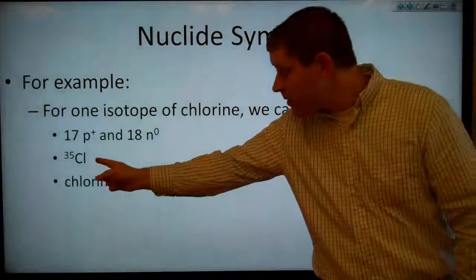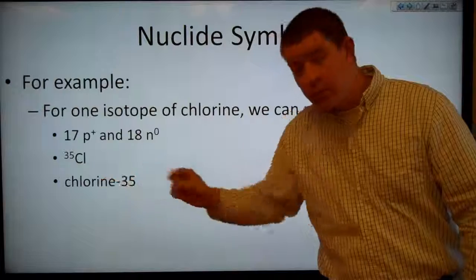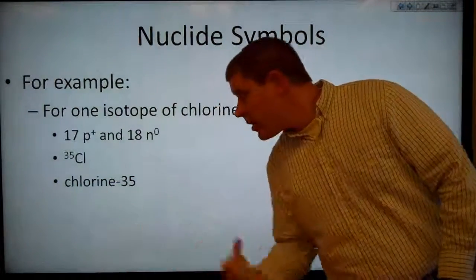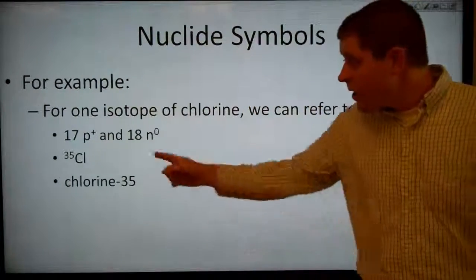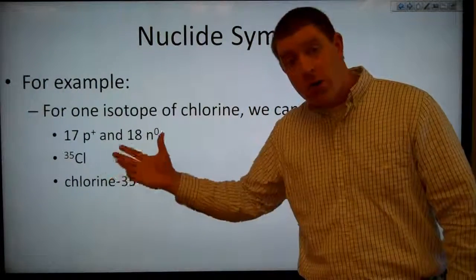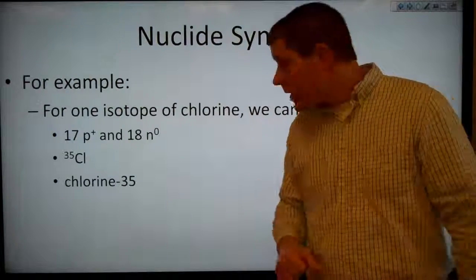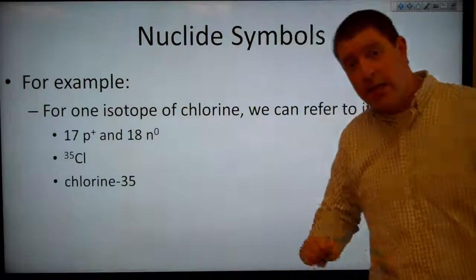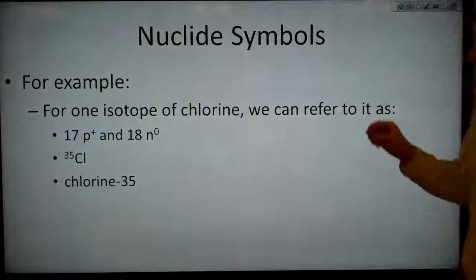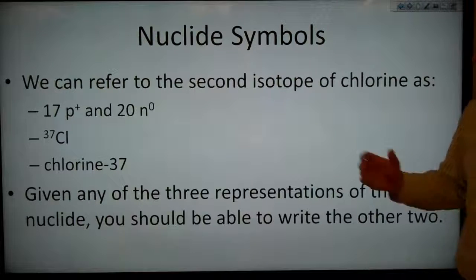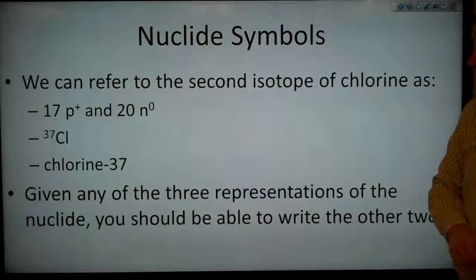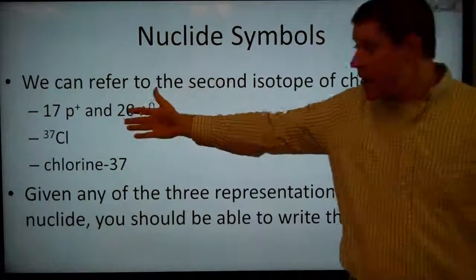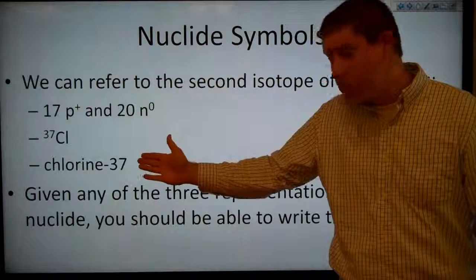So for one isotope of chlorine, we can refer to it as 17 protons and 18 neutrons. Or we could refer to it this way, with a 35 superscripted before the Cl for chlorine. Or we could refer to it this way as chlorine-35. Note that for both of these cases, we read it as chlorine-35, so we speak it out loud the same way. And the 35 is again coming from the 17 protons plus the 18 neutrons. 17 plus 18 is 35. We can refer to our second isotope of chlorine as 17 protons and 20 neutrons, or as chlorine-37, written this way as well.